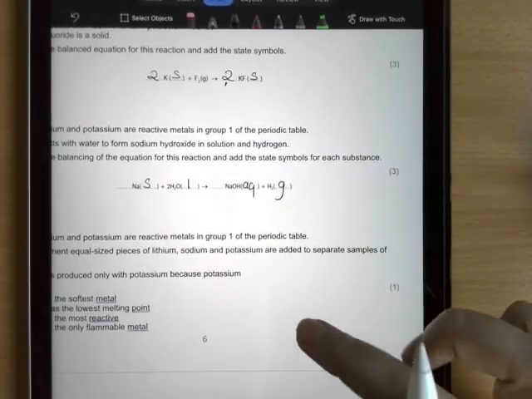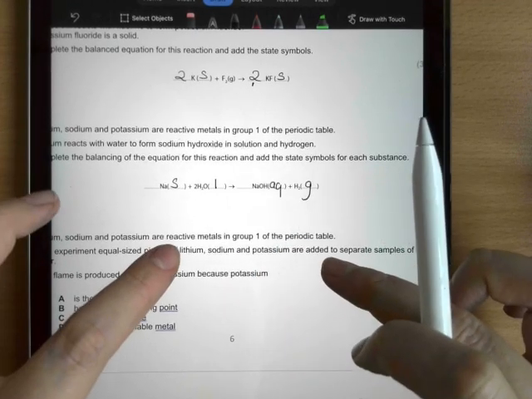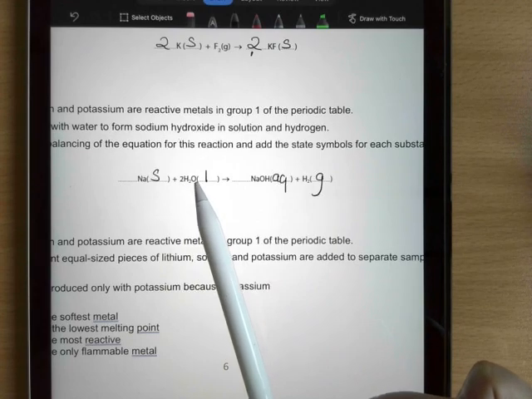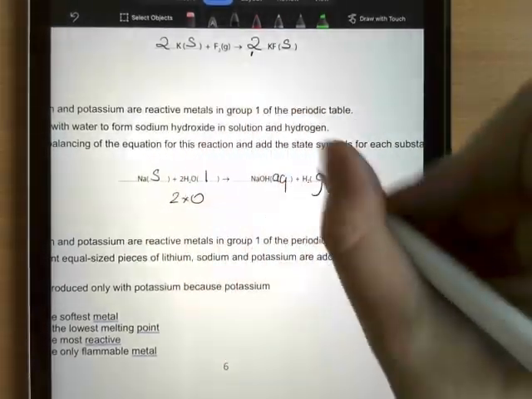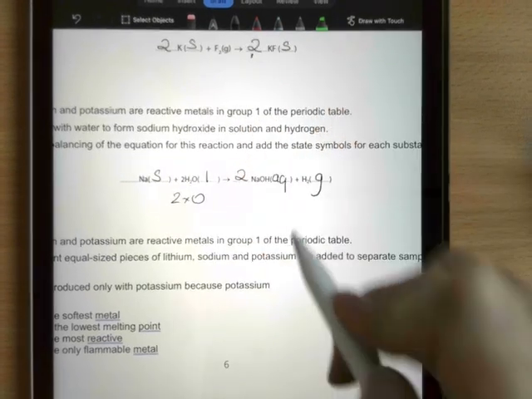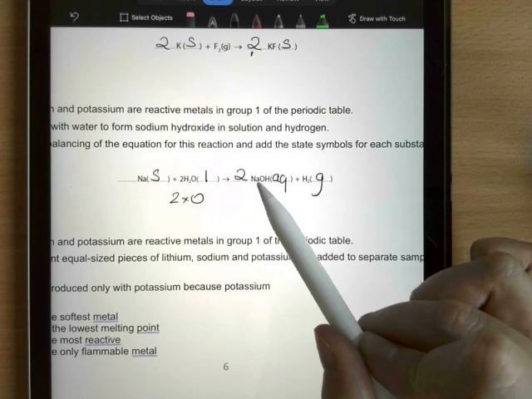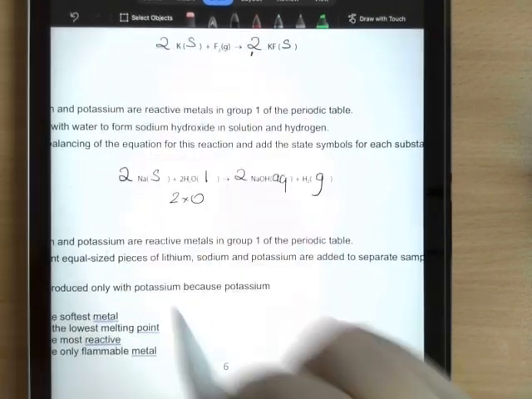State symbols get me 1 mark. Balancing again will get me 2. So it doesn't matter which one you start with. I'm going to start with oxygen. So on the left hand side, I've got 2 in front of my H2O, which means I've got 2 oxygens on the left. To get 2 oxygens on the right, I need a big 2 here. By putting that big 2 there, I've now got 2 Nas on the right. To get 2 Nas on the left, I need a big 2 here.